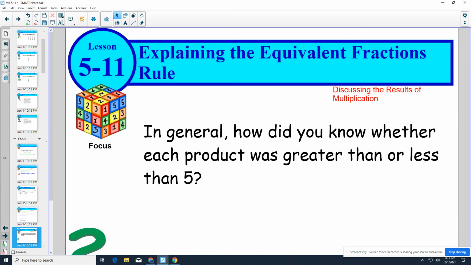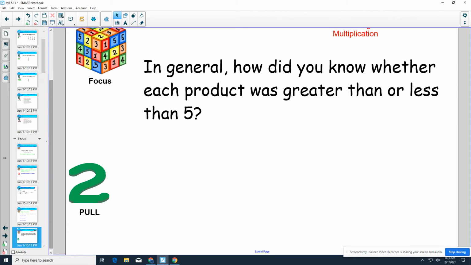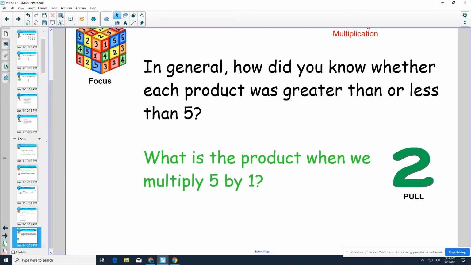It's not 1. Okay, so in general, how do you know whether each product was greater or less than 5? The rule that I follow is just a multiplicative identity. If you multiply the number by 1 or greater, then it's going to be greater. If you multiply it by something greater than 1, your product's going to be greater. If it's less than 1, we know it's going to be less than.